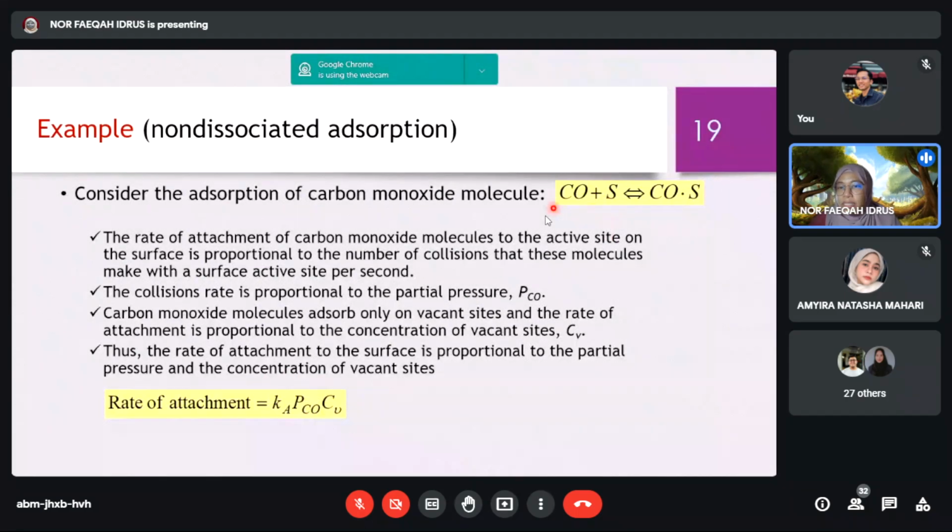KAD PCO. Because this is gas CO, we write it in terms of its partial pressure PCO, and then CV. In the rate we must express gas in terms of its partial pressure, and vacant sites in terms of their concentration. So the concentration of vacant sites here is CV, and because only one S is required, CV is to the power of 1. Same with the partial pressure of CO, to the power of 1. That is for the forward reaction.